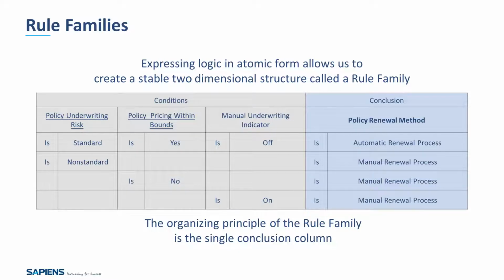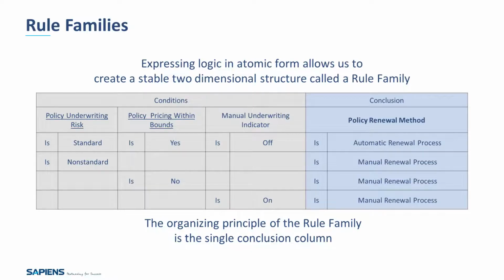One of the organizing principles of the decision model is the use of a single conclusion column. The use of a single conclusion column allows each rule family to be named based on its conclusion. We name the rule family after this conclusion because the conclusion is the only thing this rule family is used to determine. A rule family is about one thing and one thing only. This rule family is known as the policy renewal method rule family.